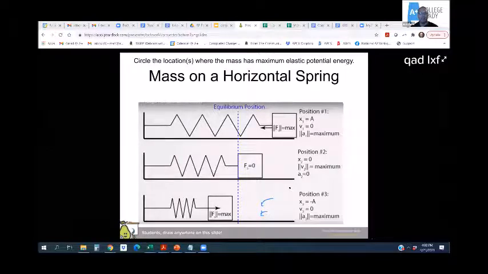Let's start with the object at the equilibrium position. So that would be the middle picture here. So for right now, our object is at equilibrium.